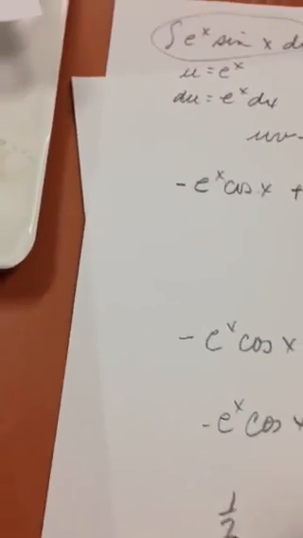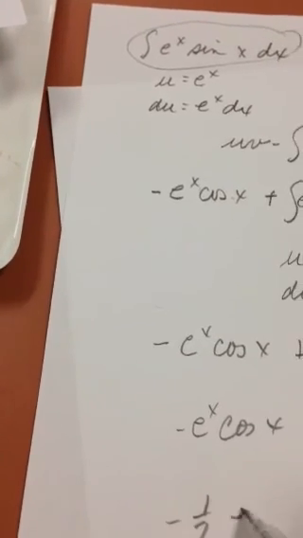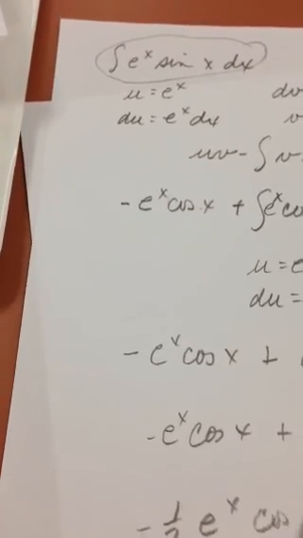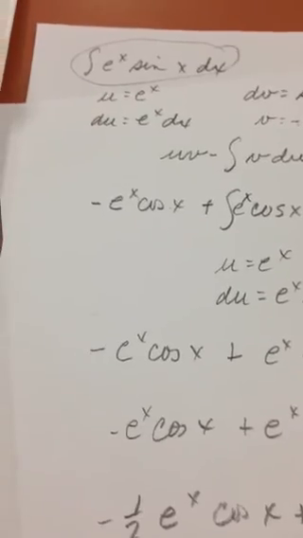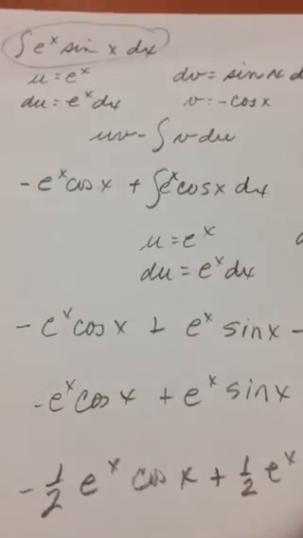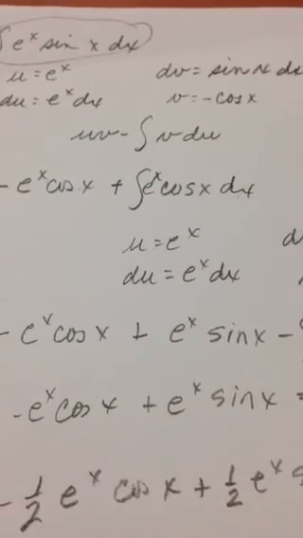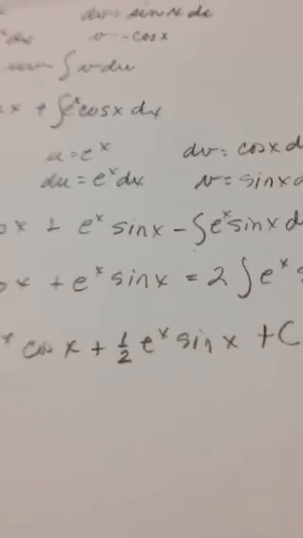If that's what 2 is equal to, then one of them would be 1/2 of the opposite of e to the x cosine of x plus 1/2 of e to the x sine of x. And don't forget, I need a plus c.